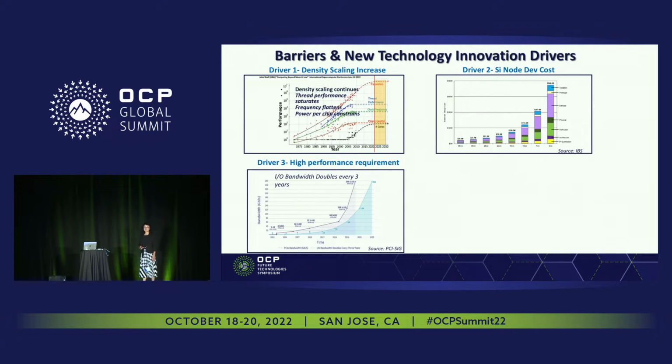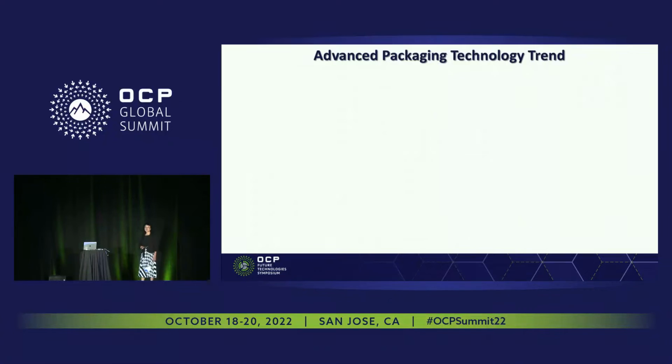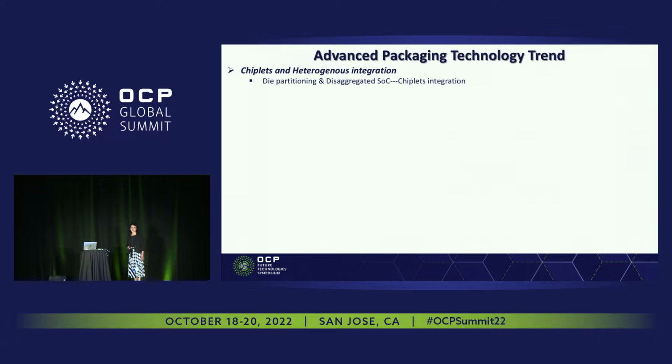Most importantly, people ask for high performance. For example, the I/O bandwidth doubles every 3 months, but it does not stop here. The most important thing people talk about is power. The off-chip I/O takes too much power. That's why the total I/O power will exceed what the package can supply. So what does that mean? That all requests new innovation for advanced packaging, for new integration. That's why chiplets and heterogeneous integration become the key enablers.